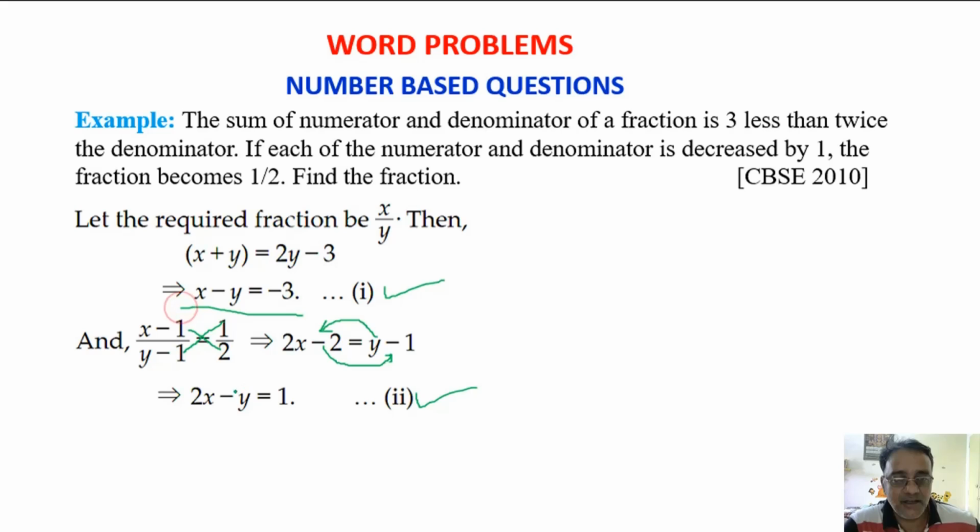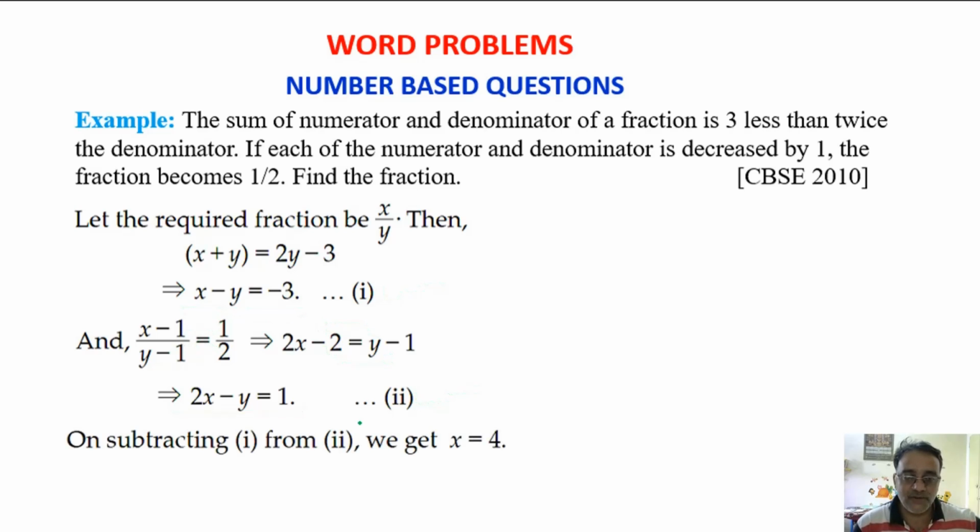Now see, are any coefficients same? Is the coefficient of any variable same or not? Yes, sir. Which coefficient of variable is same? Y. Okay, and both the signs are same. So what we have to do, we have to subtract. So carefully look, if we subtract, these two will cancel, and here you will get x, and 1 minus of minus 3 will get 4. So we'll get x is equals to 4.